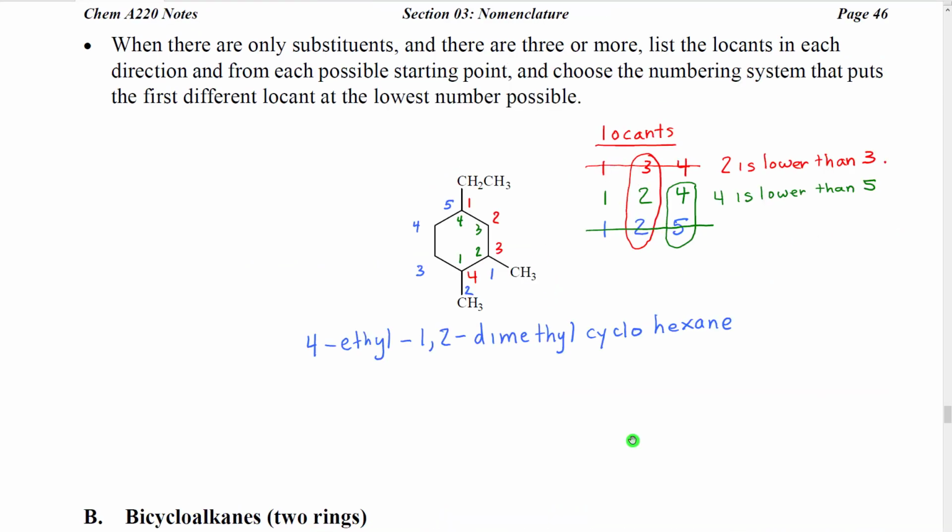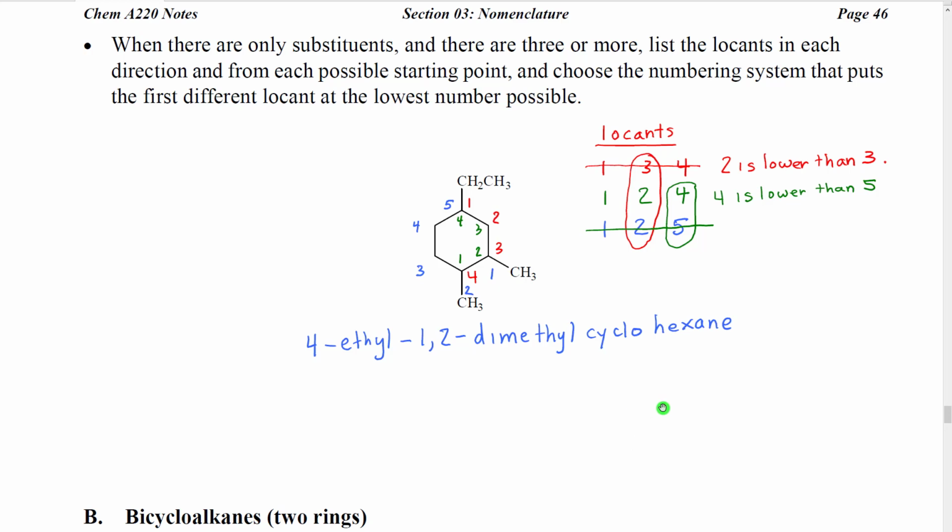Now let's look at what happens when we have 3 or more substituents and no unsaturations or functional groups. Remember, the restriction on unsaturations and functional groups is important because those take priority, and so they will change the way that we number the molecule.